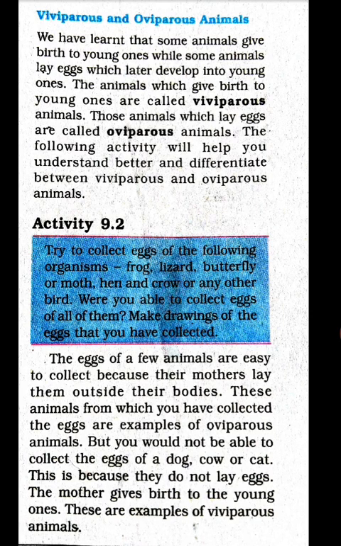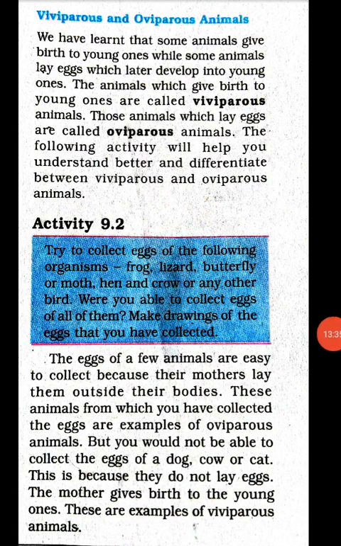We have learned that some animals give birth to young ones, while some animals lay eggs which later develop into young ones. The animals which give birth to young ones are called viviparous animals, and those animals which lay eggs are called oviparous animals. So what are viviparous? The animals that give birth to the young ones are viviparous, and those that lay eggs are called oviparous.